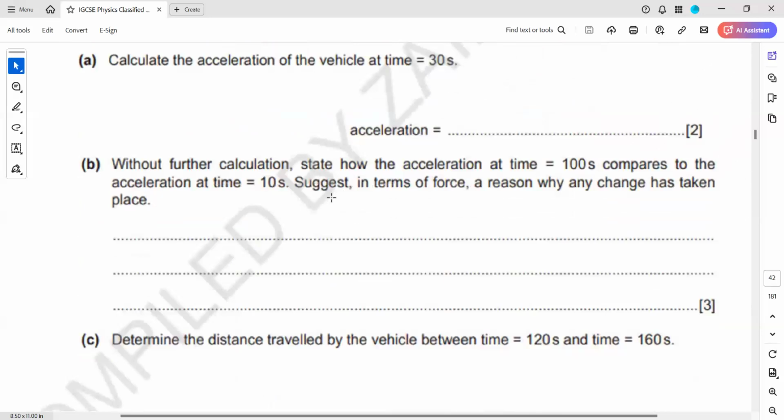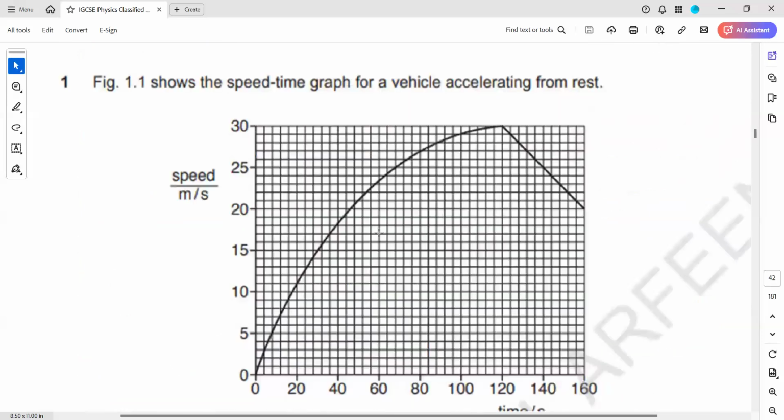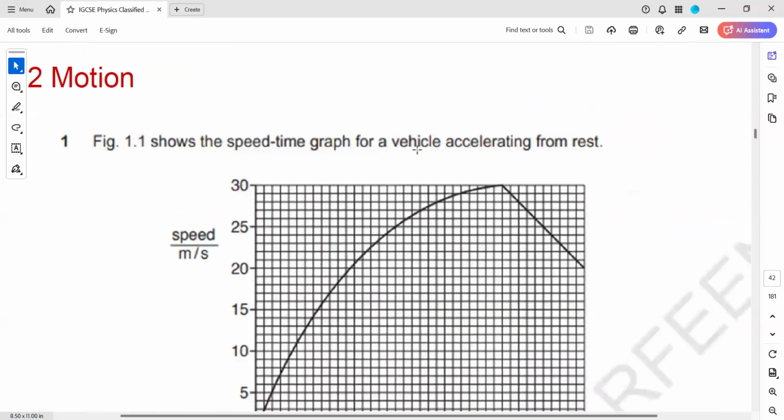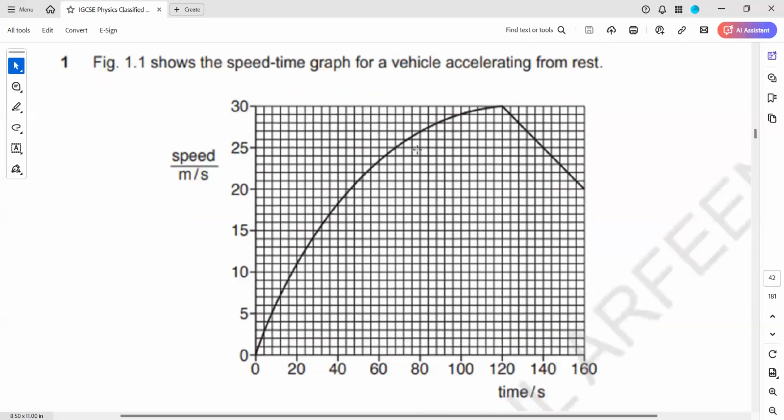So you have to suggest, in terms of forces, why any changes happen. The graph shows a vehicle accelerating from rest. If the acceleration is decreasing, what happens to the resultant force? The resultant force will also decrease, because acceleration and resultant force are directly proportional. If the slope decreases, acceleration decreases, so the resultant force will also decrease.